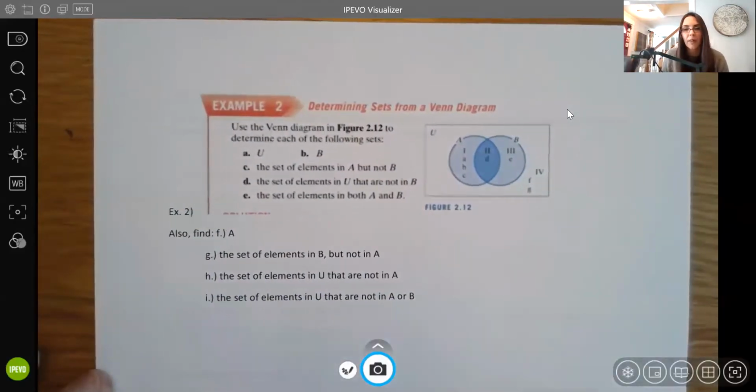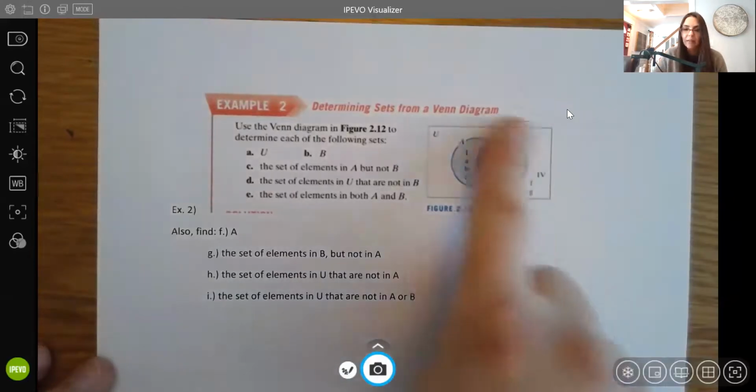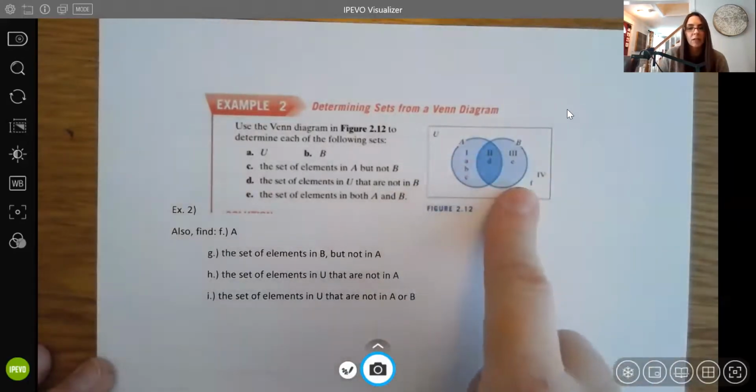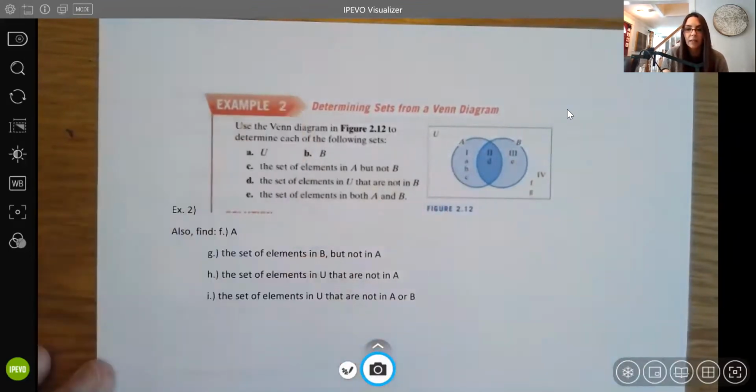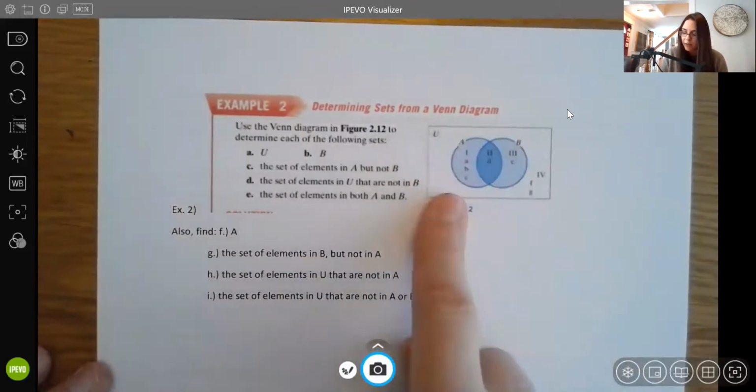Let's do some more work with Venn diagrams. So here we have an example. And again, I took this from your text, so I know it's a little hard to see on the camera, but this is example 2 in your text in this section. So you have the Venn diagram already created.